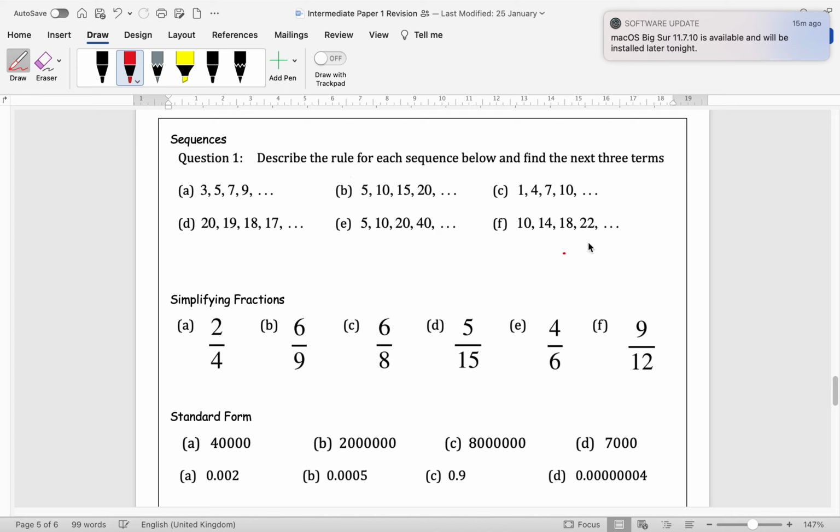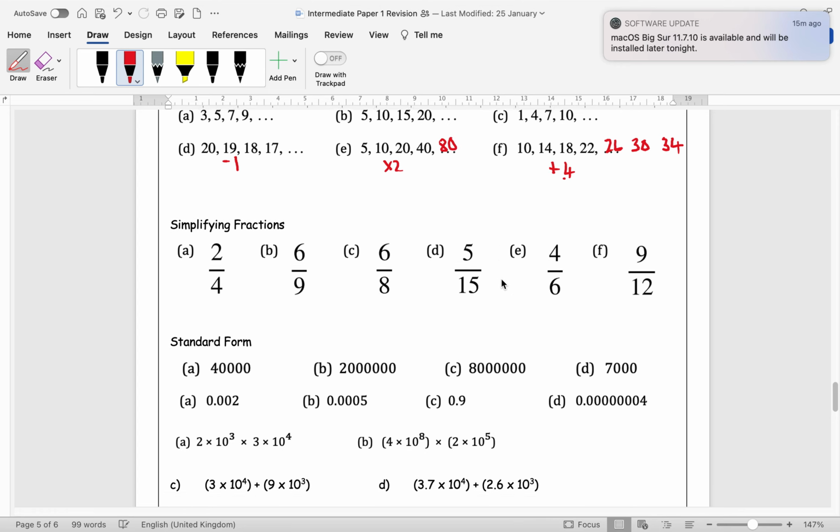The rule, for example, this one here, the rule is +4. This one here, the rule is times 2. Double it, double it, double it, double it. Here, the rule is take away 1. There's the rule. But more importantly, what are the next 3 numbers? Can we continue that rule? So here, if we're going up in 4s, it would be 26, 30, and 34. Or if we were doubling, it would be 80, 160, and 240, etc.